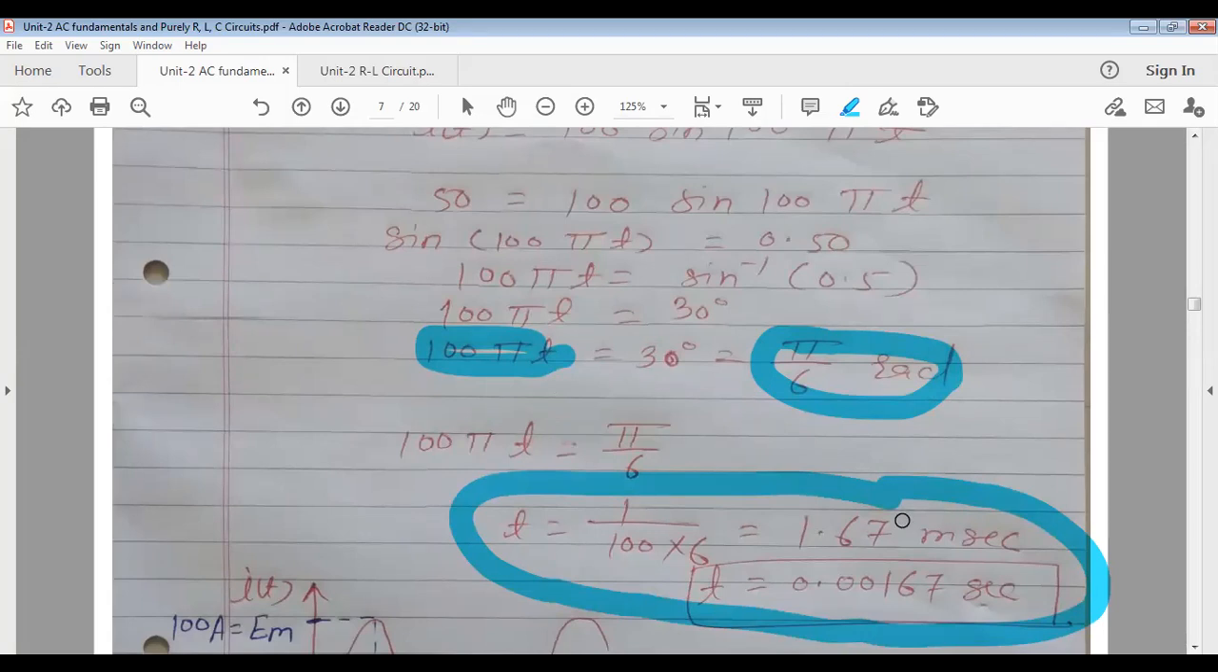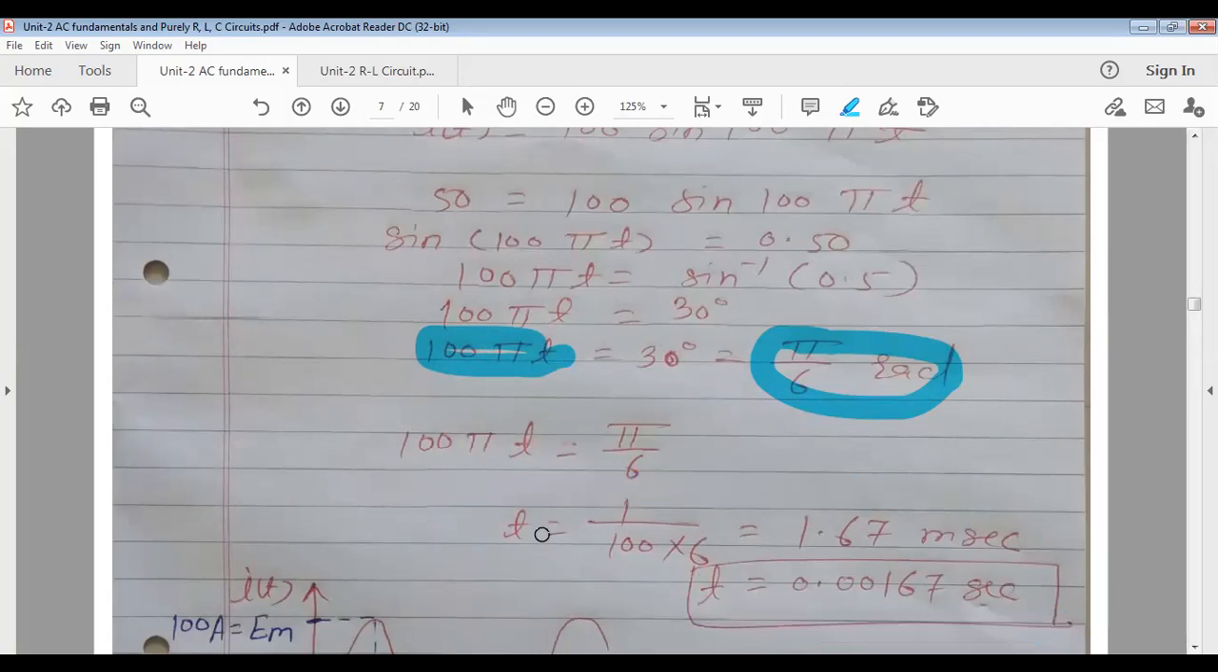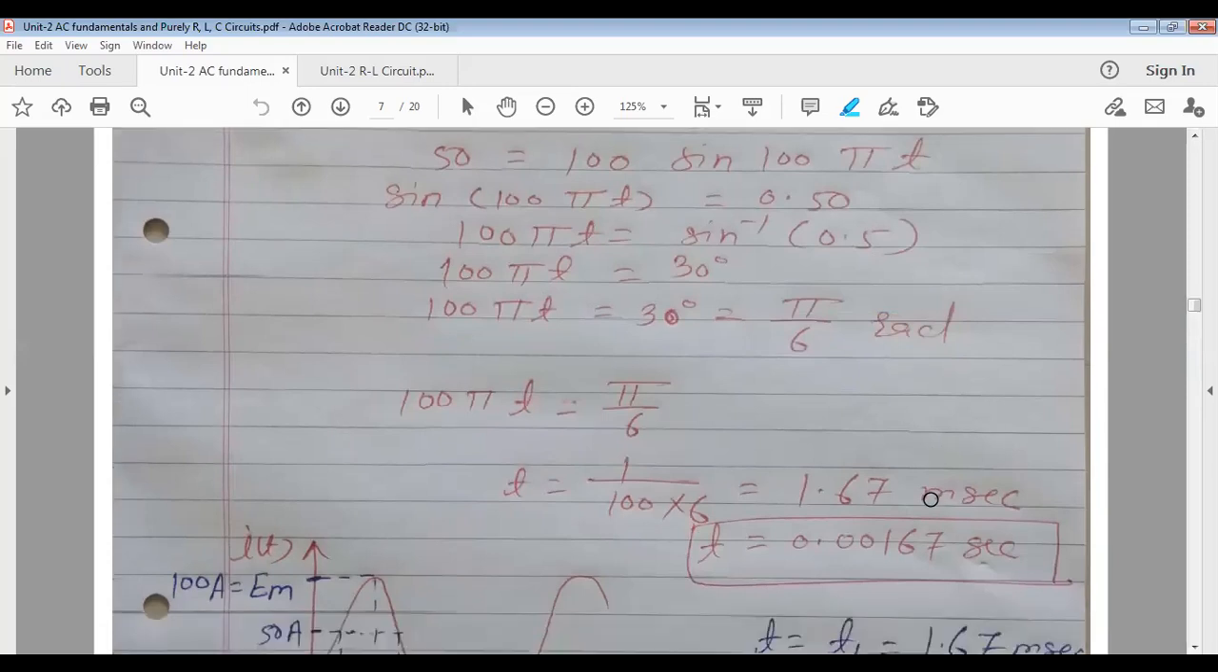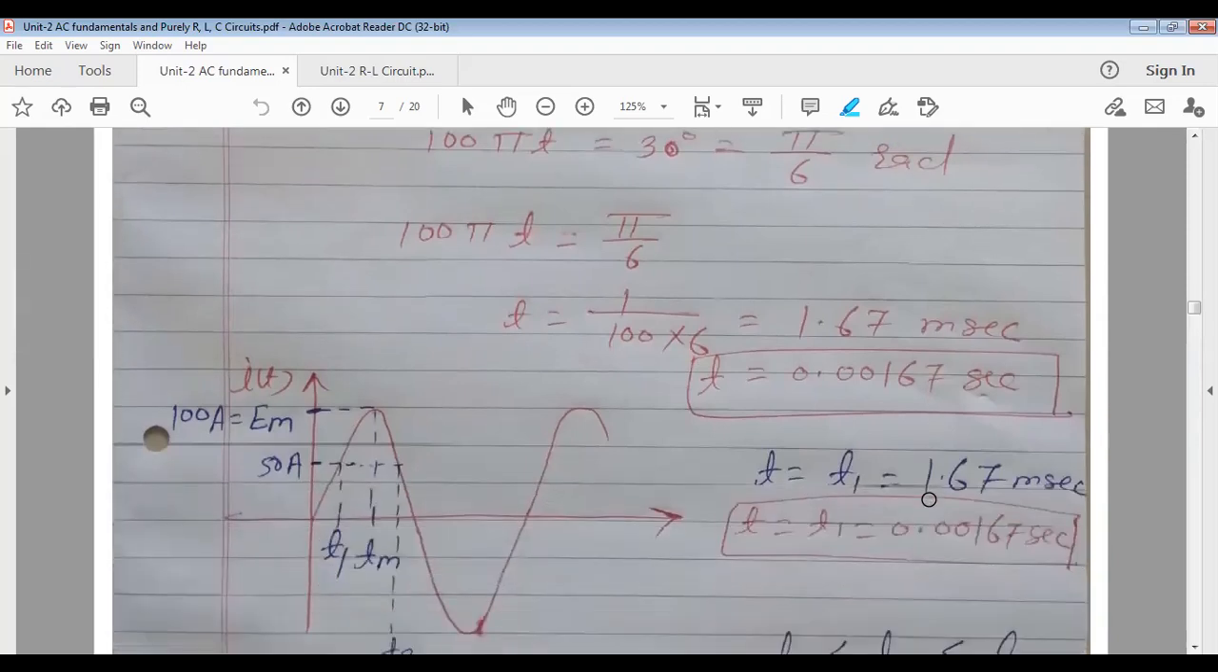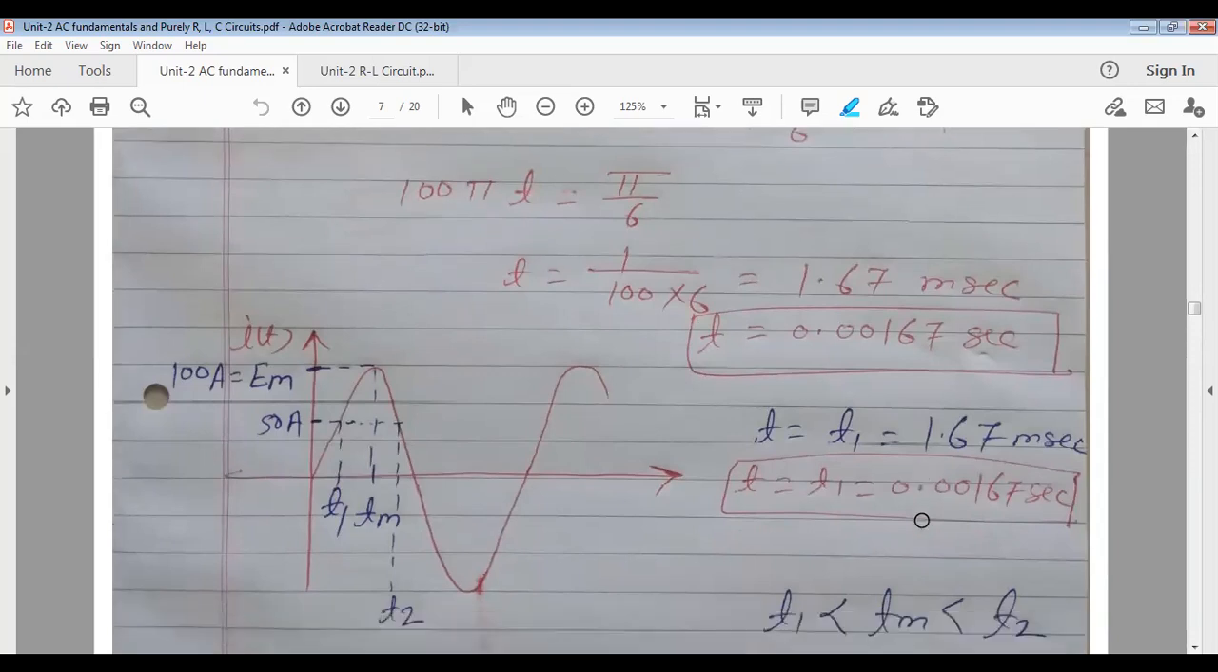Any difficulty with this calculation? Okay, everyone can understand, it's easy. Now see here, what you have been asked: calculate the time taken by the current when the current is 50 ampere for the first time. Now observe this waveform.